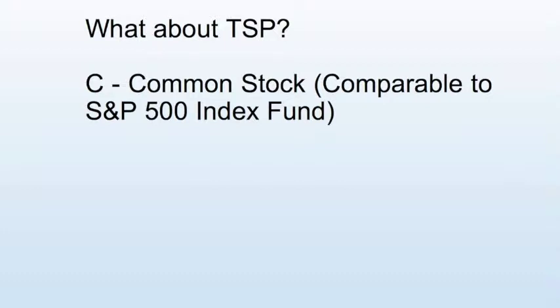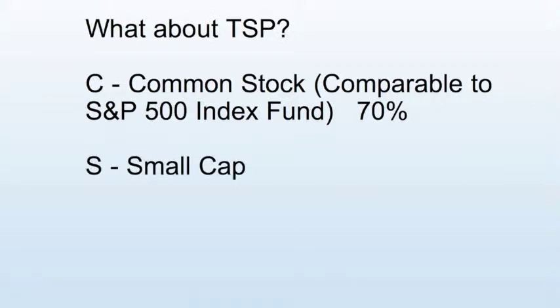Okay, so what about military folks and government workers who are using TSP? Let's go over that briefly. I recommend the common stock fund, which is comparable to the S&P 500 we talked about in the 401k slide. You should put 70% there. That's going to be a solid performer. It covers the 500 biggest companies. And then after that, we should look at the small cap fund. Put 20% there. Small cap funds can sometimes outperform the S&P 500, and it covers the other segment of the market with the smaller companies.